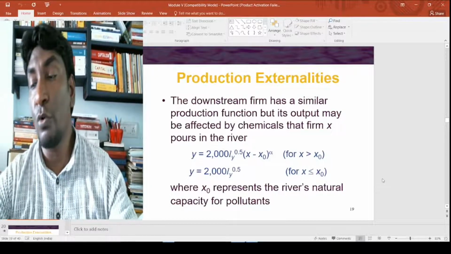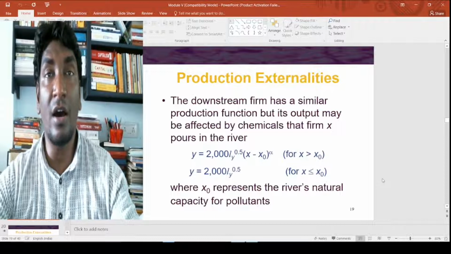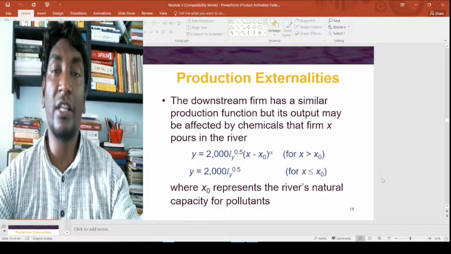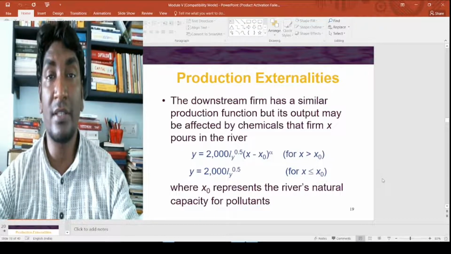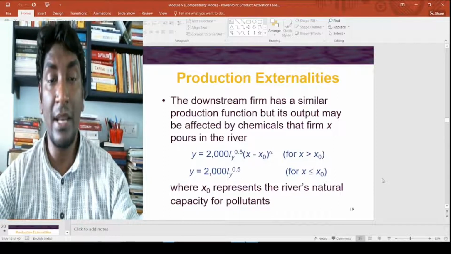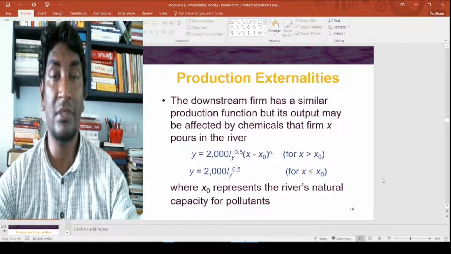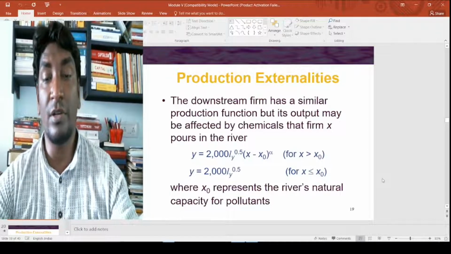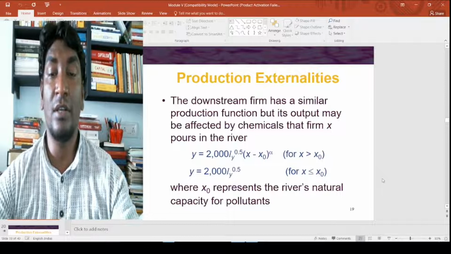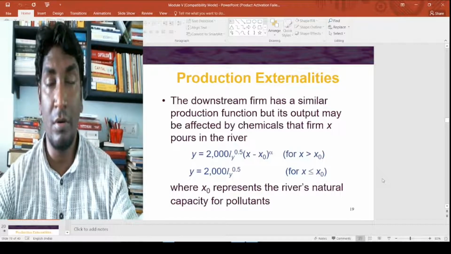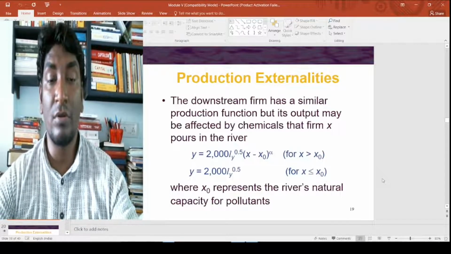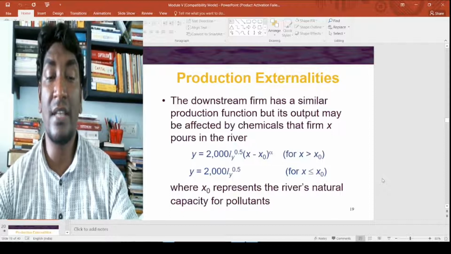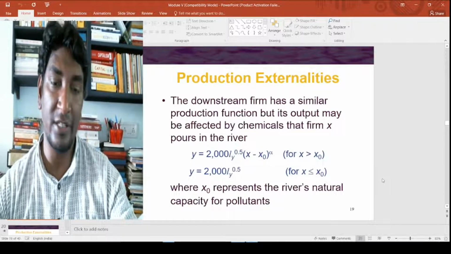That is, you produce an additional x if and only if the additional benefit from x is greater. Y has the same sort of logic: y equals 2000 Ly to the power 0.5, where x is less than or equal to x0, and x0 represents the river's natural capacity for pollutants.